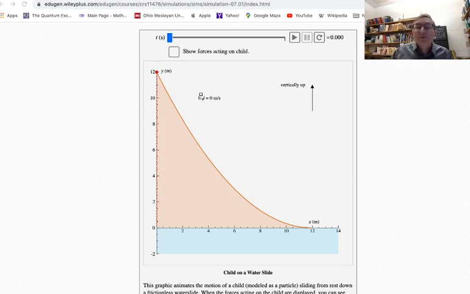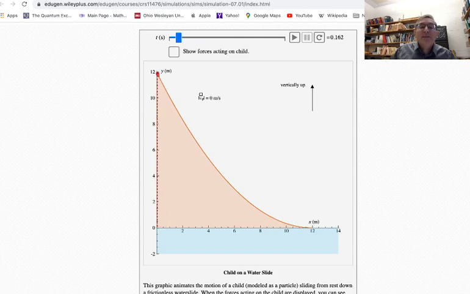And we're just going to first run the animation so you can see the child, the red dot, slide down the slide. There will be an arrow in red that will represent the child's velocity vector, which will be tangent to the slide and getting bigger in magnitude. Okay? Seems pretty simple enough. The child slides down the slide.